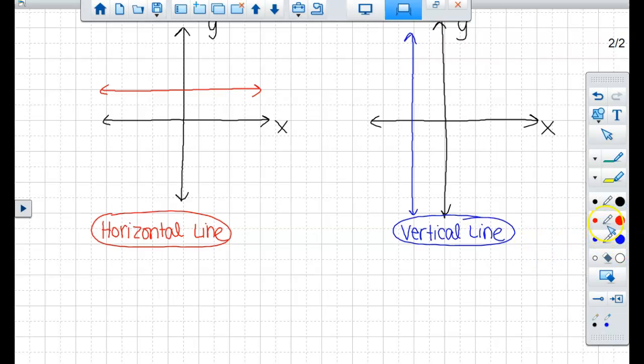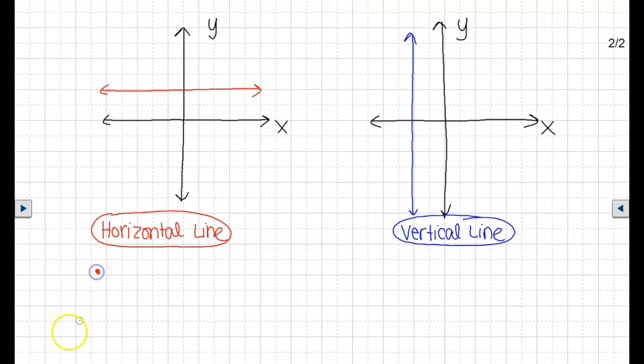All right, so let's come back over here and let's start looking at our horizontal line. What are some things that I know about this red line that I see right here? Well, one of the things that I know about it is that for this line, my slope is 0. Horizontal lines always have a slope of 0. So that's something I know for sure.